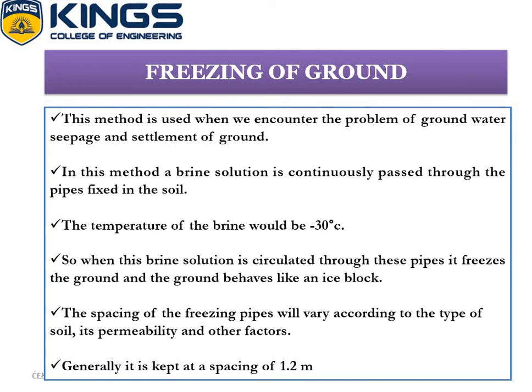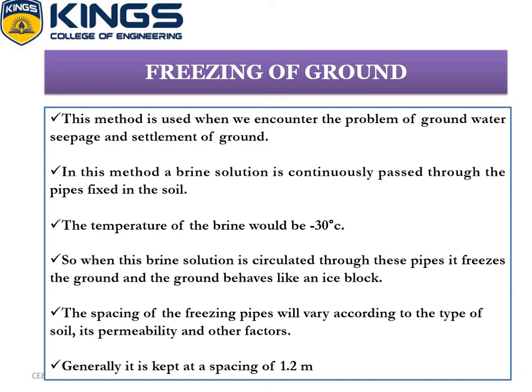In this method, a brine solution is continuously passed through the pipes fixed in the soil. The solution may be a calcium chloride brine solution which is circulated through them. Mobile refrigeration plants are connected to the service pipe, and then the chilled calcium chloride brine solution is circulated through them. The resultant cooling converts in situ pore water into ice. This ice acts as a bonding agent and increases the strength of the ground.